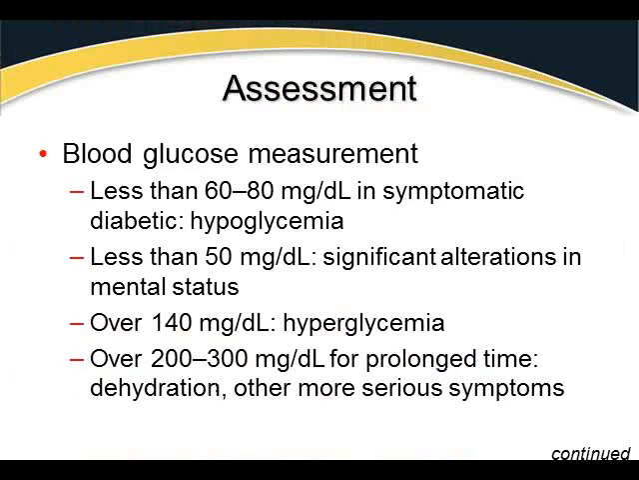So blood glucose measurement less than 60 to 80 milligrams per deciliter in a symptomatic diabetic is hypoglycemia. Please note that it says symptomatic diabetic. The reason we qualify it this way is you may have somebody that has a blood sugar of 72 and is doing just fine. Those are patients you probably should not treat.